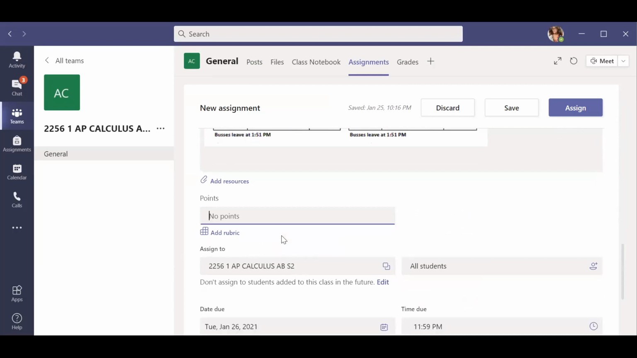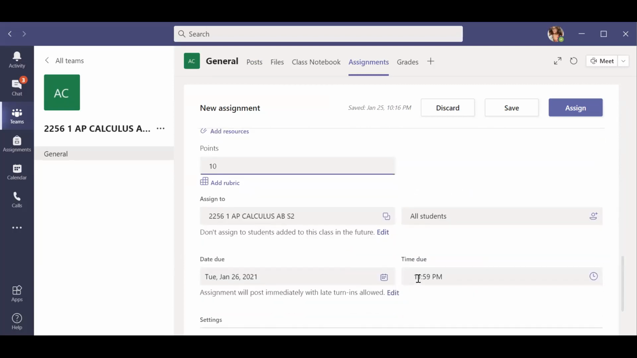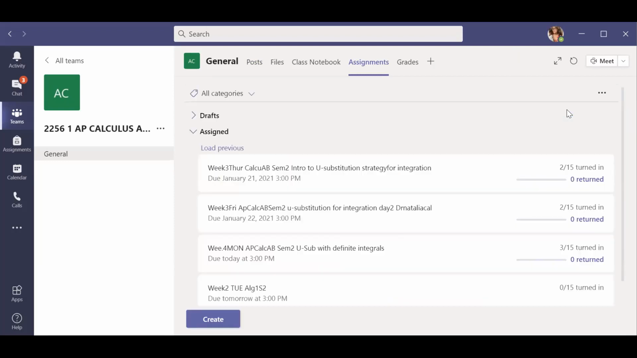So your assignment is always going to be worth 10 points. Your assignment is also due by 3 p.m. the day that it is assigned. So here we go.